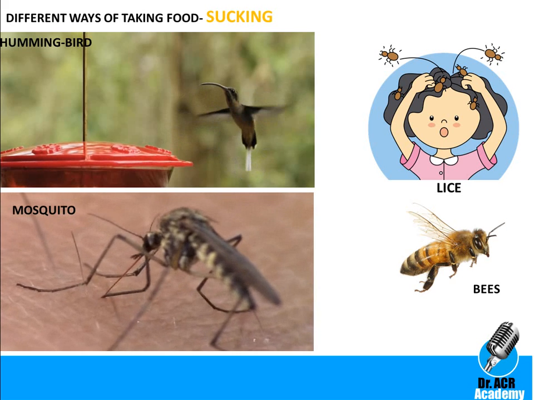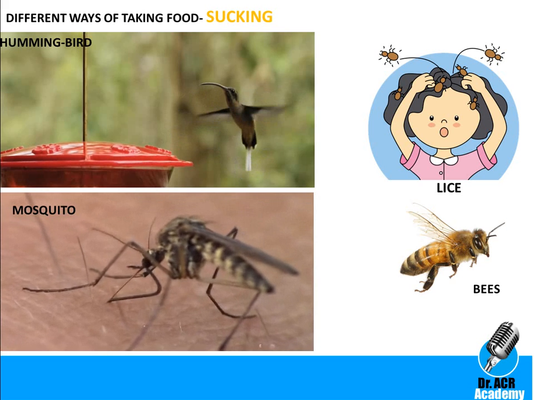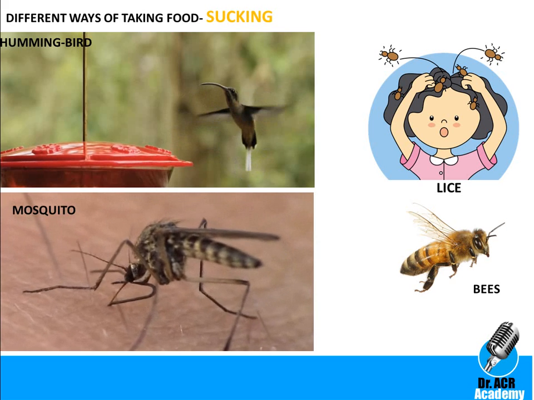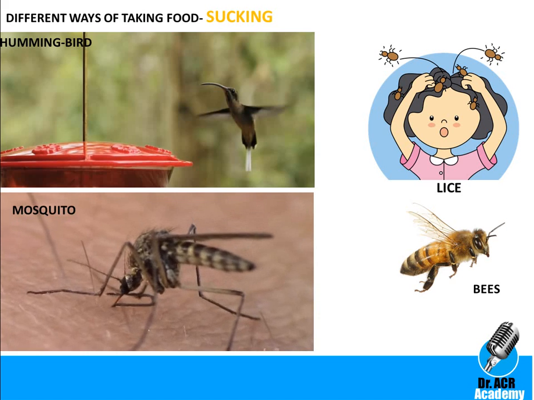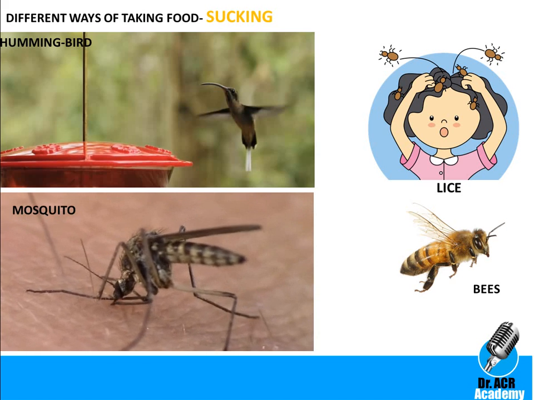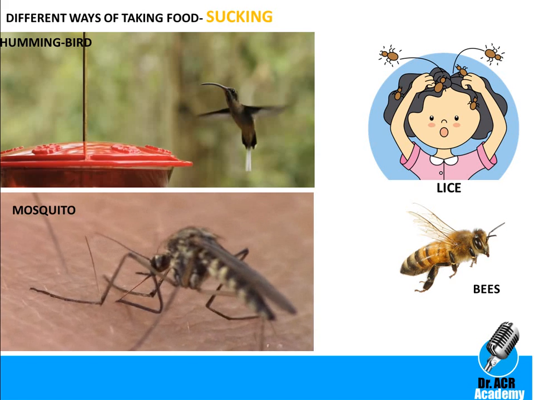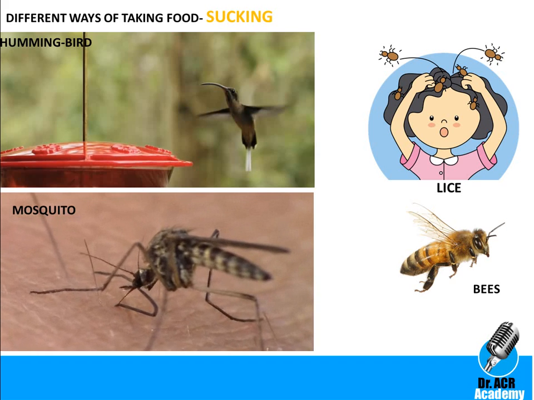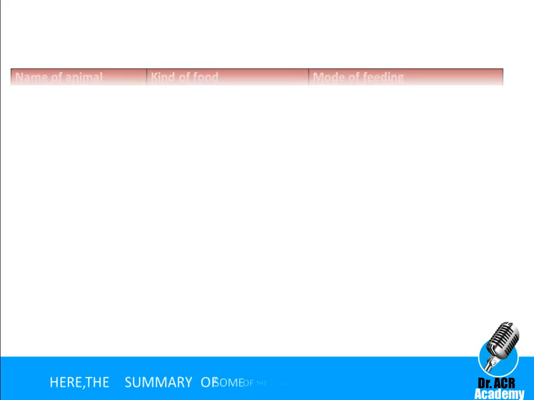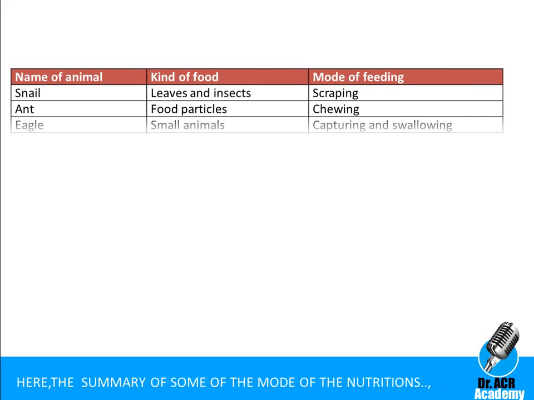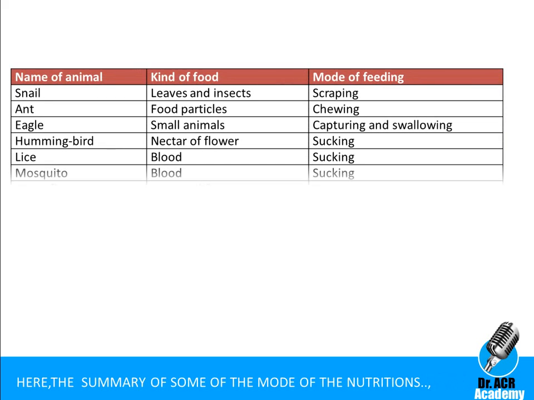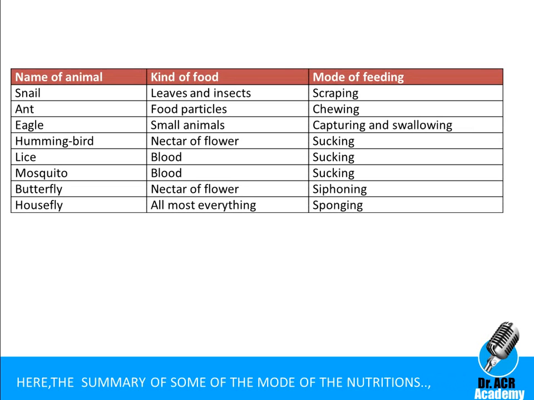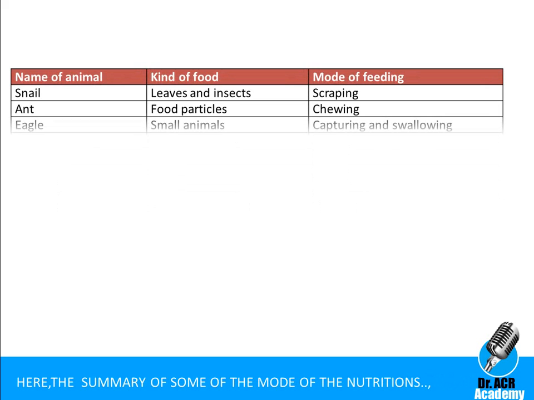Here you can see a mosquito drinking blood of a human. The method of taking the food is sucking. Here is the summary of some of the modes of nutrition.